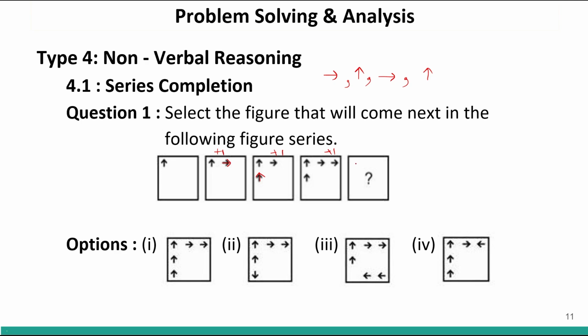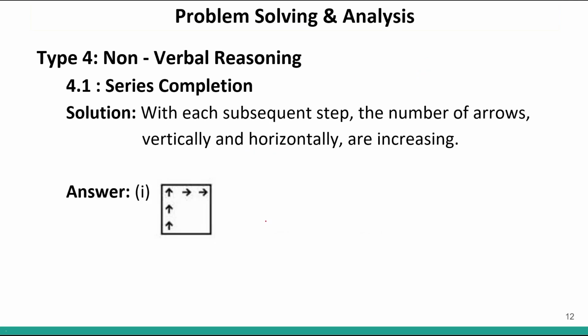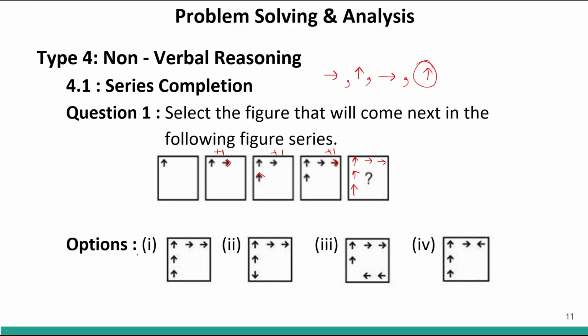So the figure that we already had looks like this. Now we will have to add this arrow. So this arrow will be added over here. So the missing figure will look something like this, and this is given in option number 2. So option number 2 will be your correct answer. Clear? Now, option number 1.